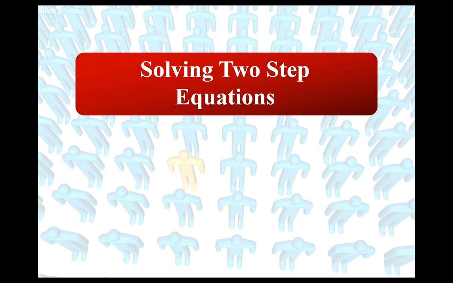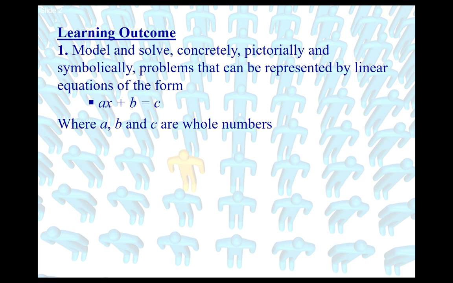Hello again, grade 7s, and welcome to the final lesson in Community Math 7, where we are going to deal with a slightly more difficult algebraic equation, referred to as a two-step equation. Two-step equation because there's going to be a couple of operations we're going to need to use to properly isolate the equation. Learning outcome is to model and solve concretely, pictorially, and symbolically problems that can be represented by linear equations in the form ax plus b equals c, where a, b, and c are whole numbers.